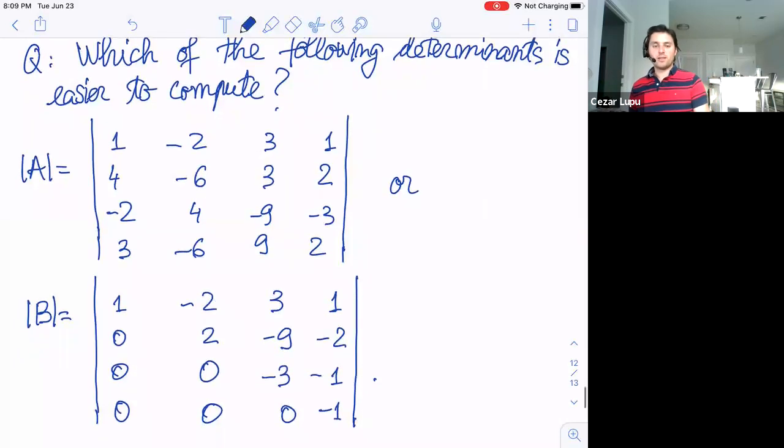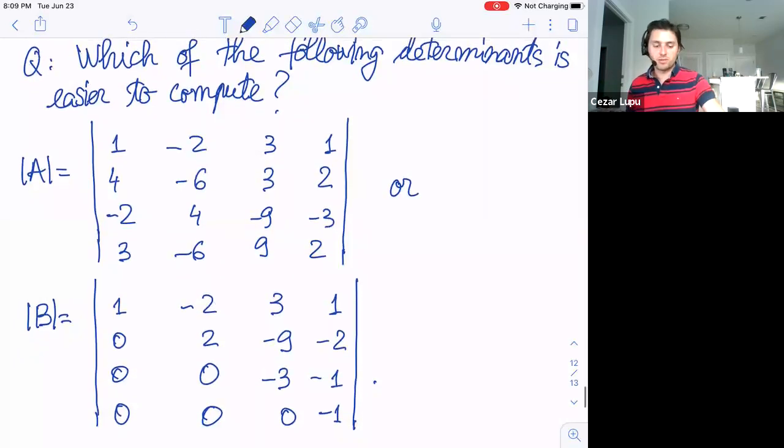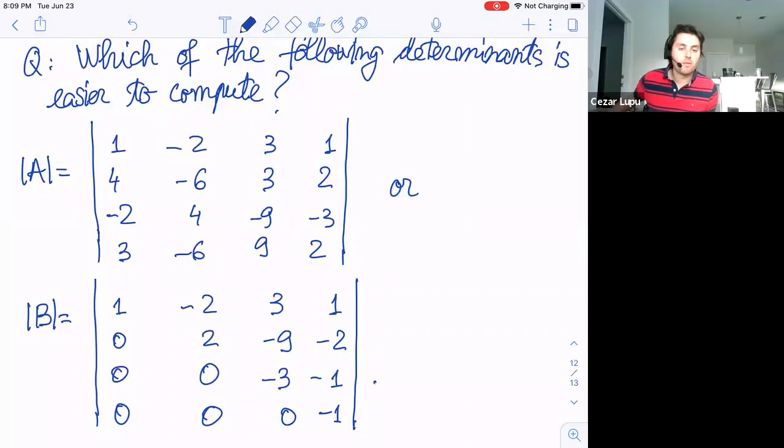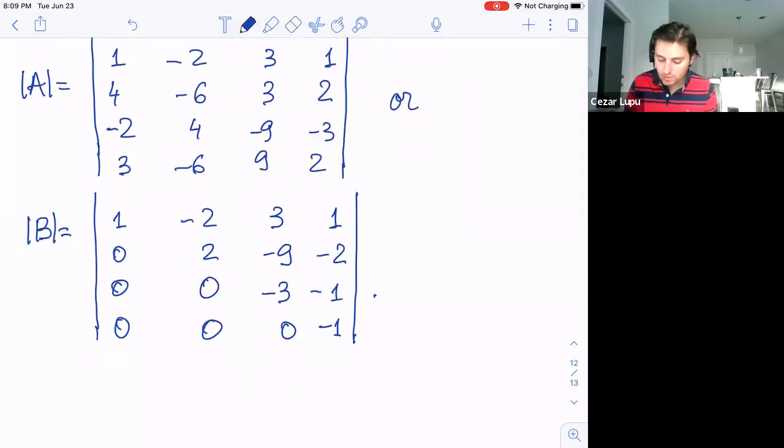Well, I think the answer to this question is quite obvious, right? It's quite obvious, the fact that it's easier to compute the determinant of the matrix B, right? Well, guess what? What if these two matrices are basically the same? But first, let's compute the determinant of B.